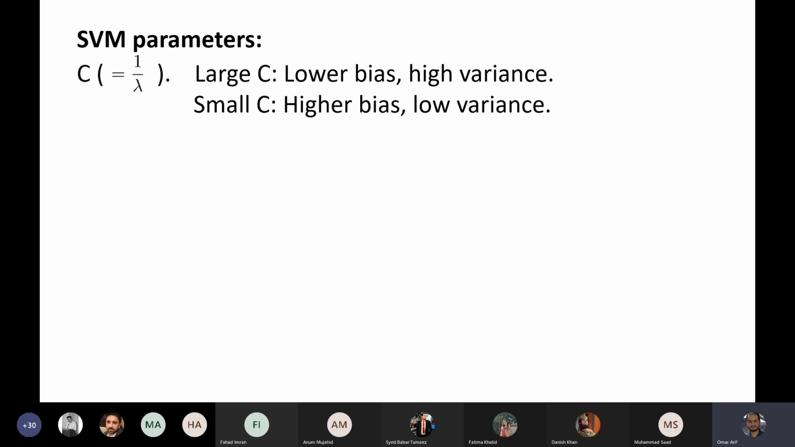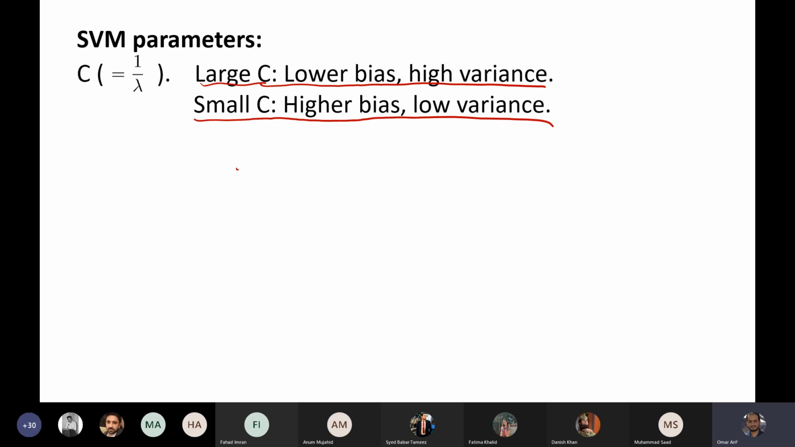And so it behaves similar to the lambda parameter in the regularized logistic regression, or rather, to say it correctly, it behaves the opposite. In the case of logistic regression, a large value of lambda resulted in more smoothing, and a small value of lambda resulted in less smoothing or less regularization. Here, a large value of C will result in lower bias and high variance, and a small value of C will result in higher bias and low variance. It is the opposite of what happened in logistic regression with the parameter lambda.